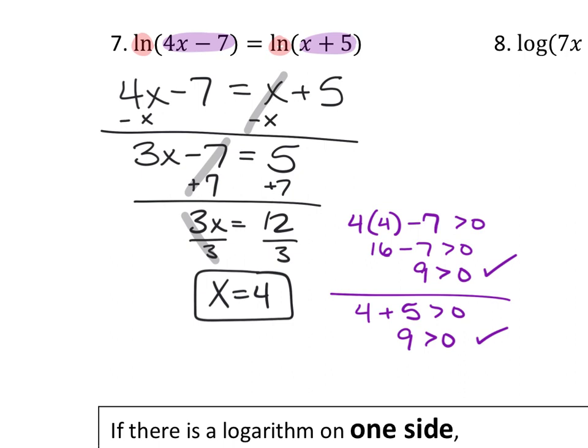So just like we did with our square roots, where we had to check for extraneous solutions, logarithms potentially have extraneous solutions as well. Not exponentials, but logarithms. It has to do with the restriction in the domain.